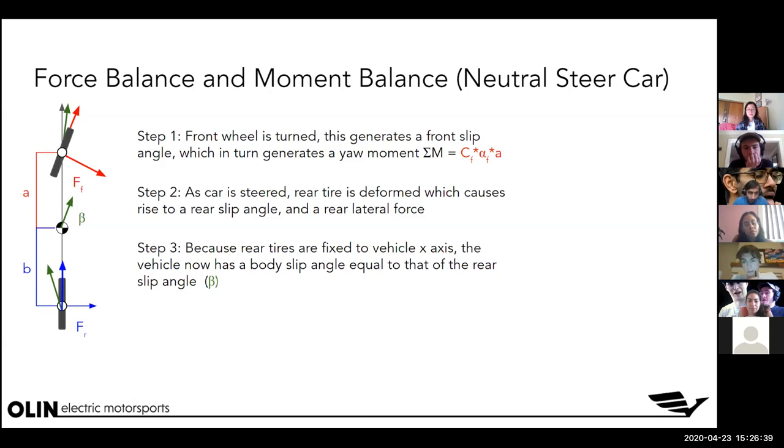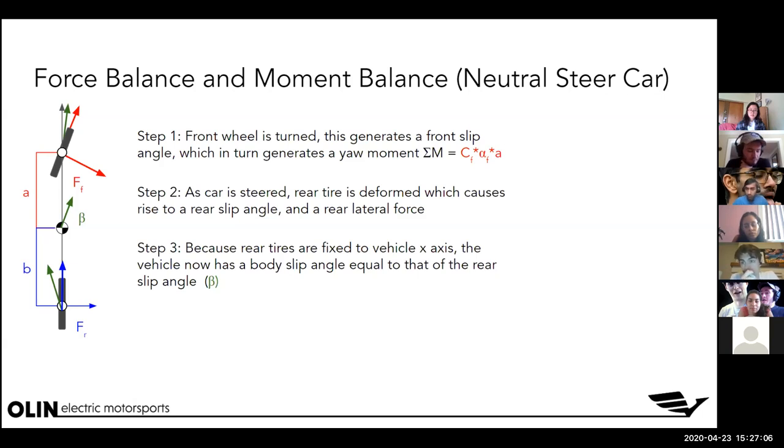Does the body slip angle concept make any sense? Is the fact that the body slip angle beta is equal to the rear tire slip angle an approximation that's pretty good through most of your range, or is it the same because of this geometry? It is the same.